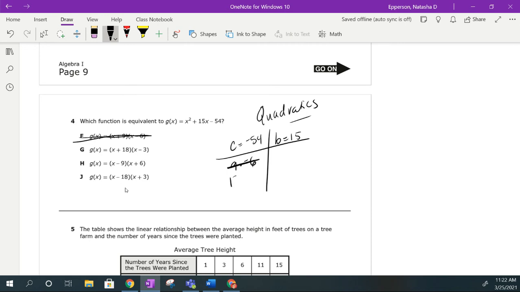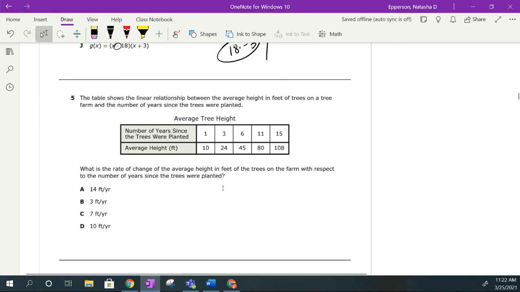All right, let's try 18 times negative 3. That does give me negative 54. And if I do 18 plus negative 3, that gives me positive 15. So that works right there. I know without even having to go further that that is my answer choice. J doesn't work even though it has the right factors, because the 18 is negative. That would mean B would have to be negative 15 in order for J to be our answer choice. All right, I'm going to do one more and then end this video, and the next one will be in the next video.